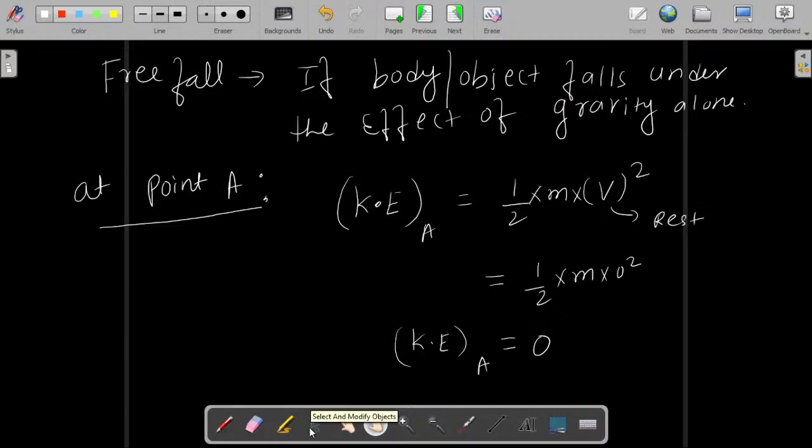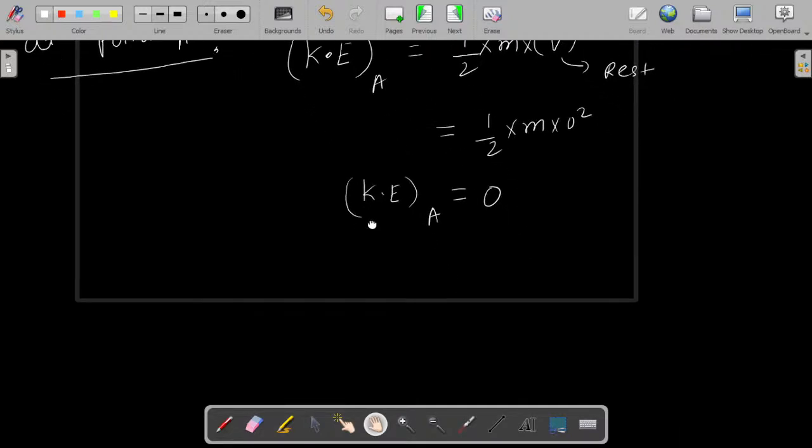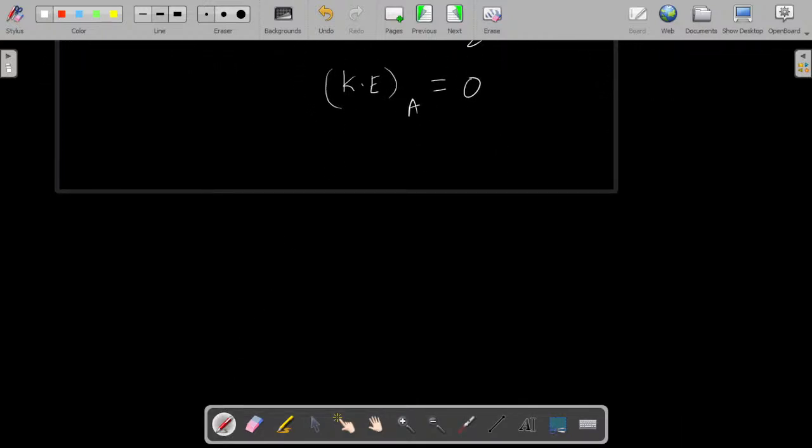Okay, the kinetic energy will be 0 because at point A it is not moving up or down, it is just in the state of rest. So if anything is in the state of rest, at that time we have to take velocity as 0. It is not moving. Now you write potential energy at A.